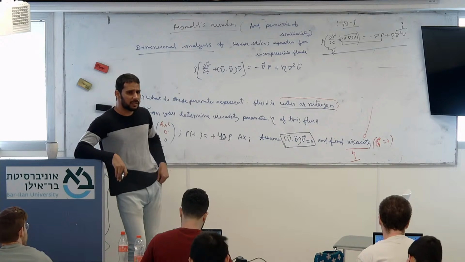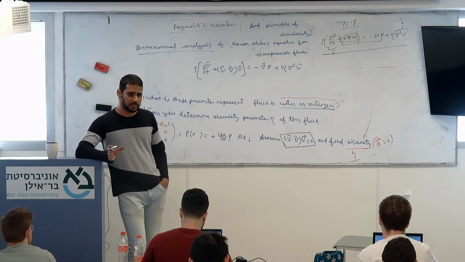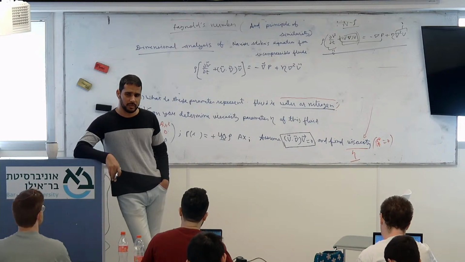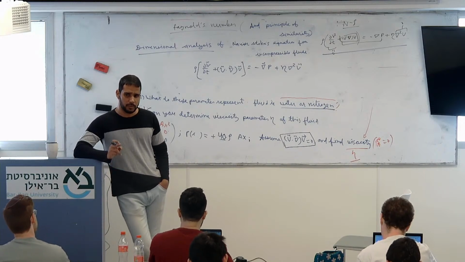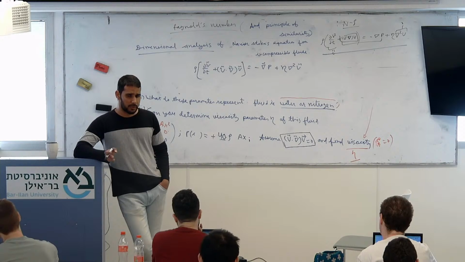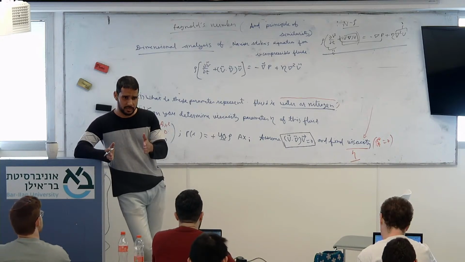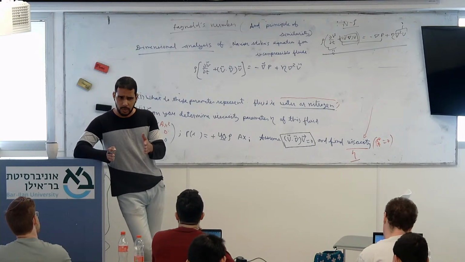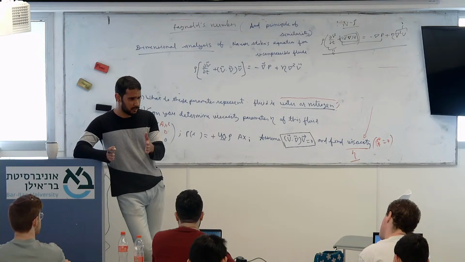So, given that there is a length scale of the system, suppose in the last lecture we solved a couple of problems for viscous fluids. There was a flow between two parallel plates. There was a flow inside a pipe. Remember that?